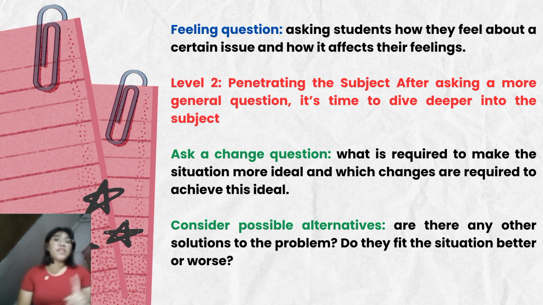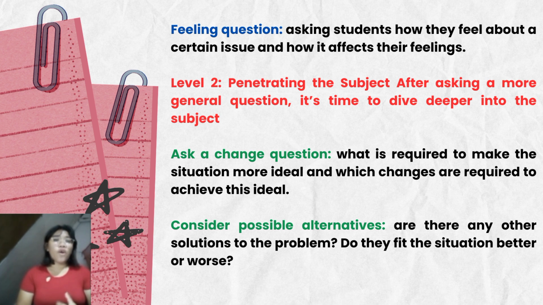So level number 2, penetrating the subject after asking more general questions. It's time to dive deeper into the subject. First is to ask a change question. What is required to make the situation more ideal, and which changes are required to achieve this ideal? The second is to consider possible alternatives. Are there any other solutions to the problem? Do they fit the situation better or worse?